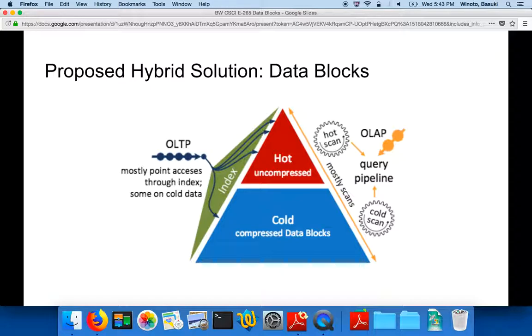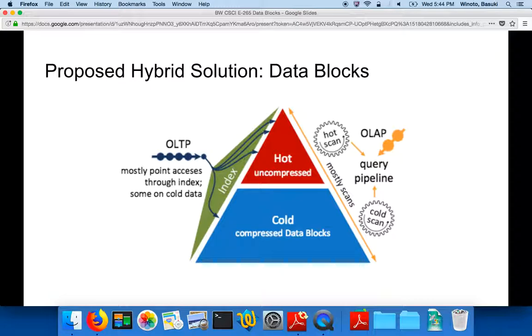The way they optimize it is by having data blocks in two different forms. One is what they call cold, meaning that the data block is in compressed form, and the other form is hot data blocks, which are uncompressed.